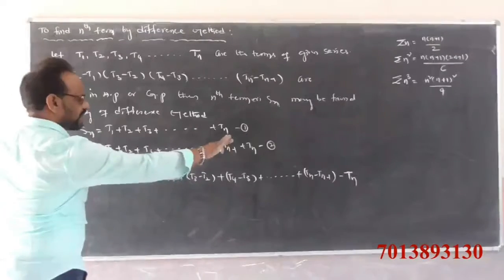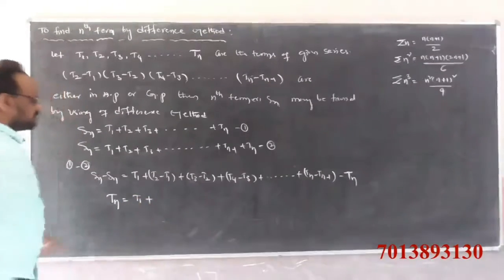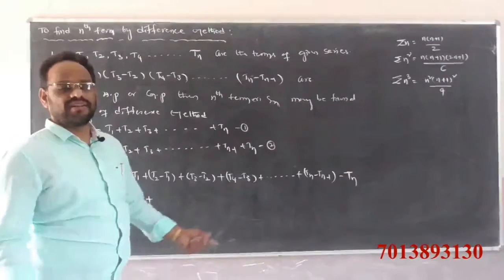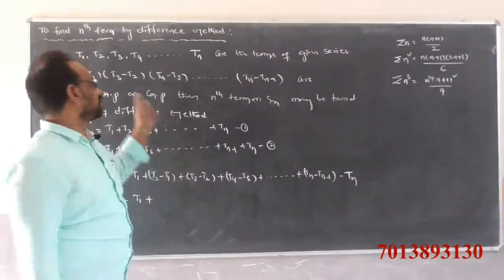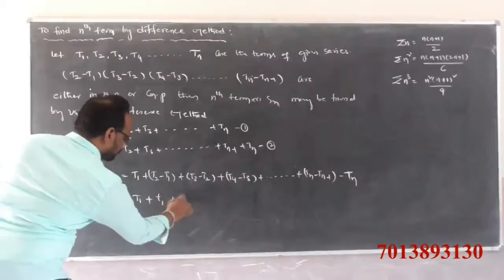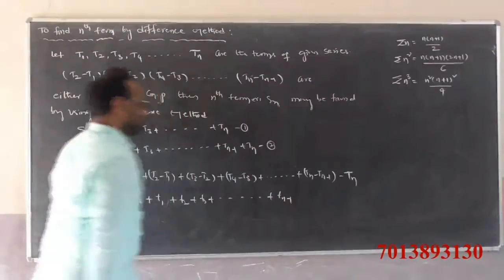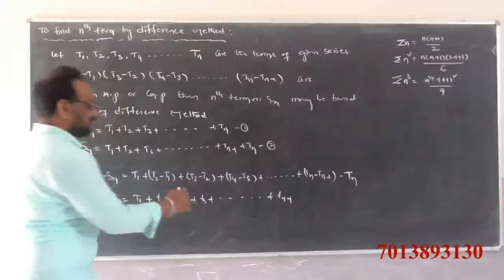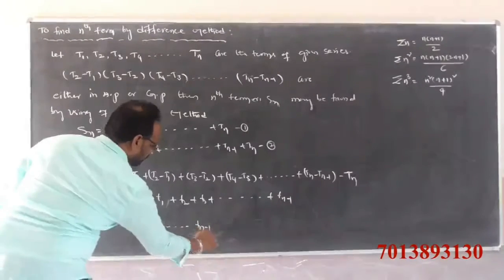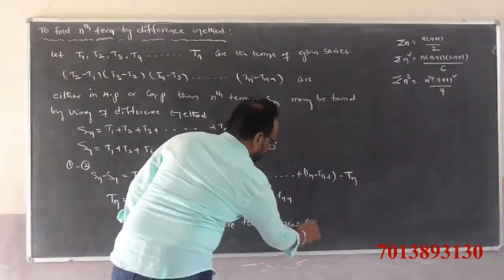If you transpose minus Tn here, we get Tn is equal to T1 plus T2 minus T1, T3 minus T2, T4 minus T3 up to Tn minus 1. The differences of the successive terms may be either in AP or GP. So it can be written as T1 plus small t1 plus small t2 plus small t3 and so on plus small t(n minus 1). These small t1, t2, t3 and so on up to Tn minus 1 are terms of the new series.